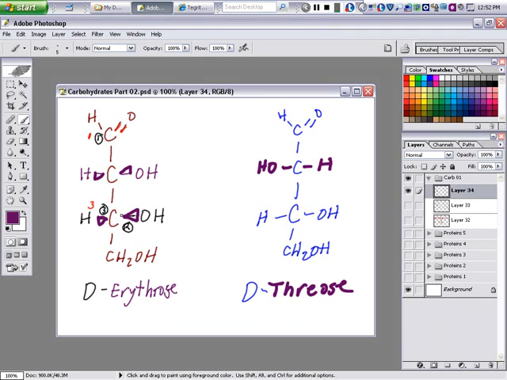So are they not aldotetroses anymore, or are they both still considered aldotetroses? They're both still aldotetroses, because you have an aldehyde here and you have 4 carbons. So both of these are still aldotetroses.